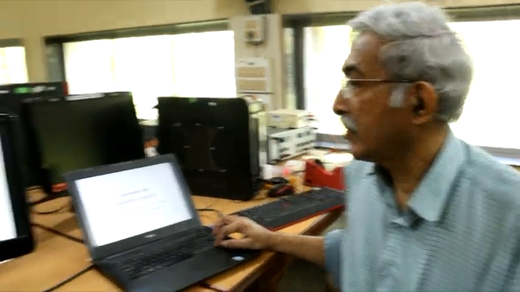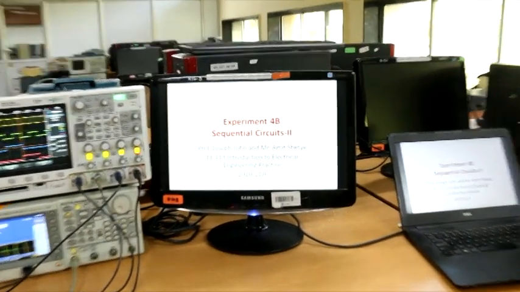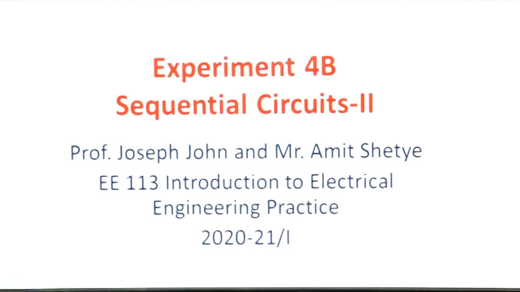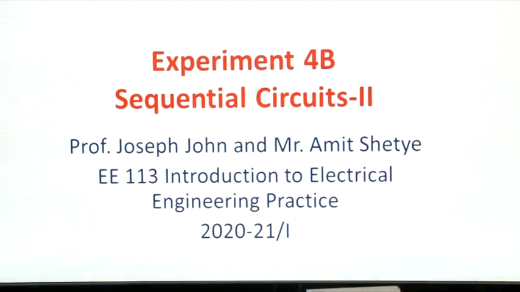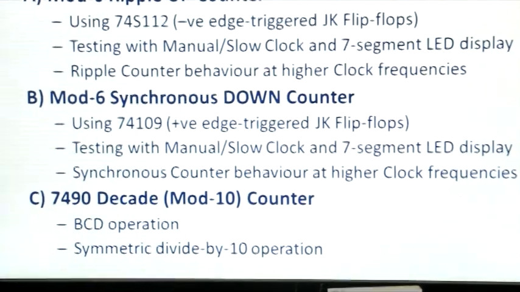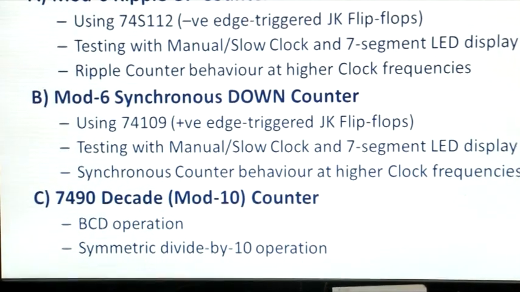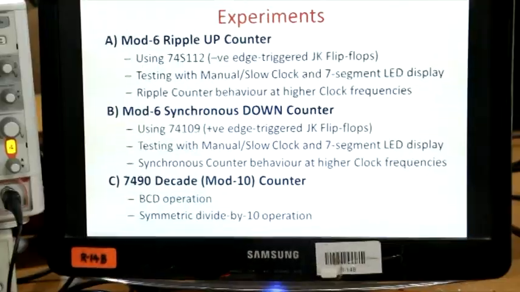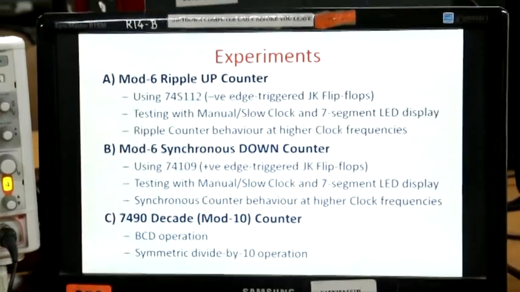Today we will do the second part of the sequential circuits, where we will see three different types of counters. Today's experiment will be jointly done by myself and Mr. Amit Chettai. So the three experiments, let me just broadly explain to you. The first one will be a mode 6 ripple up counter.